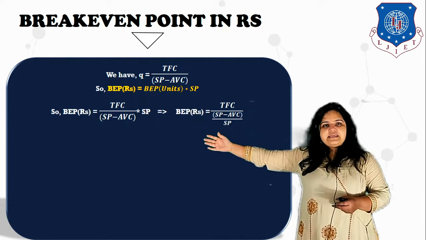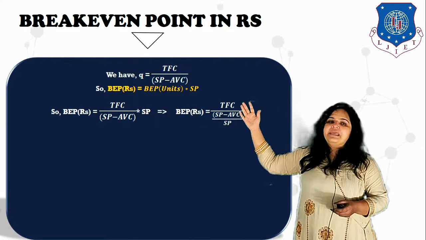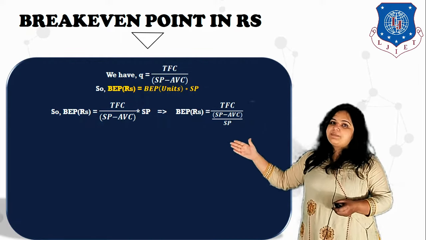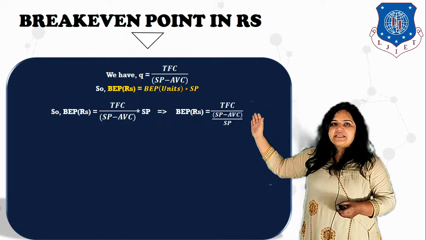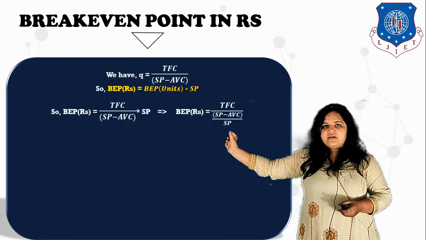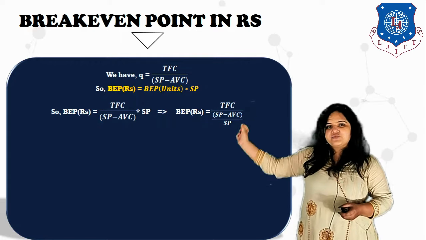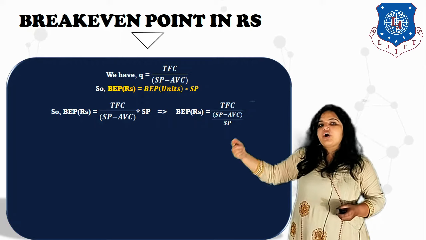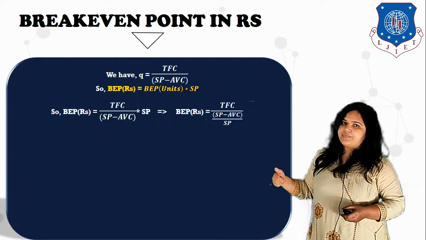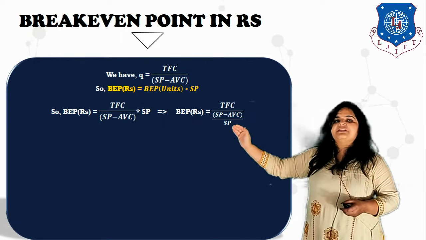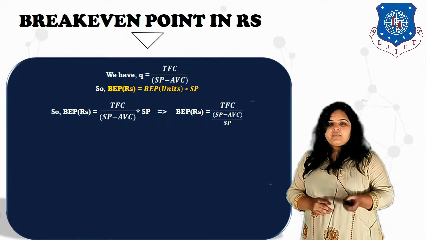As you can see here, students, BEP in rupees is given by TFC upon SP minus ABC, multiplied by SP. Can I take this multiplied by SP into the denominator? Yes, I can easily take it, and that is what I have done. I have taken that multiplied by SP into the denominator of the denominator. Okay, so I have TFC upon SP minus ABC upon SP.